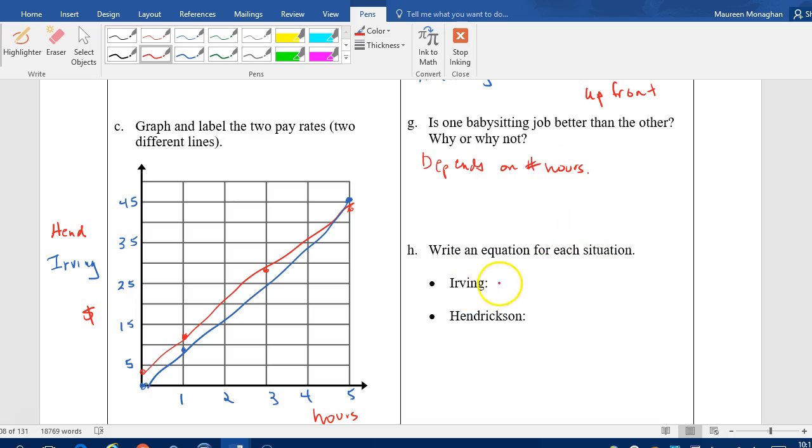Write an equation for each situation. My bad. So y equals 9x for Irving, but Henriksen, yeah, we know it's 8, but remember, you get a startup fee. So it just depends on the number of hours as to who is the best to babysit for. Okay, this concludes our lesson on finding slope with a context.